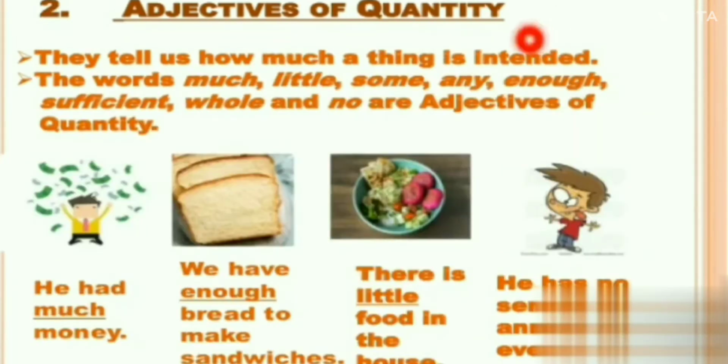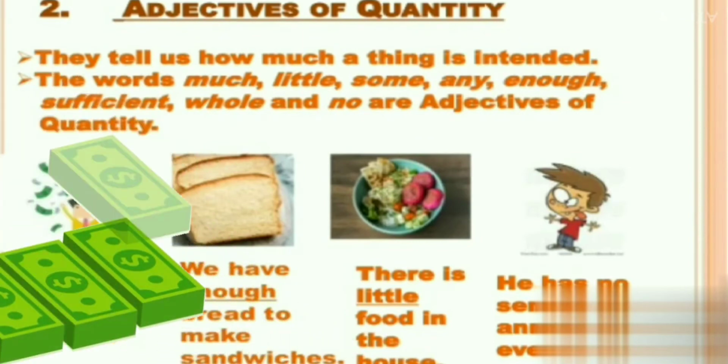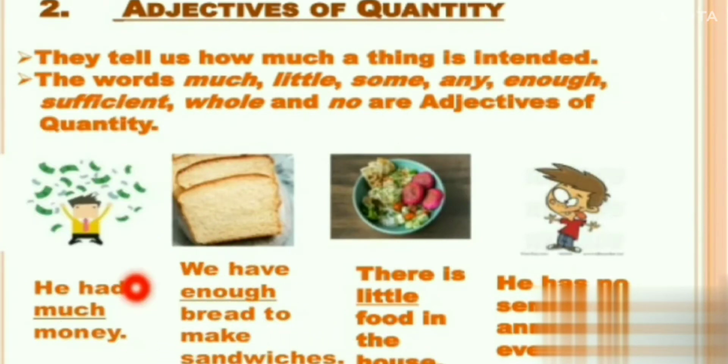Number 2, adjectives of quantity. Adjectives of quantity tell us how much a thing is intended. The words like much, little, some, any, enough, sufficient, whole and no are adjectives of quantity. Look at the first example. He had much money. Now money is a noun and much is modifying it.